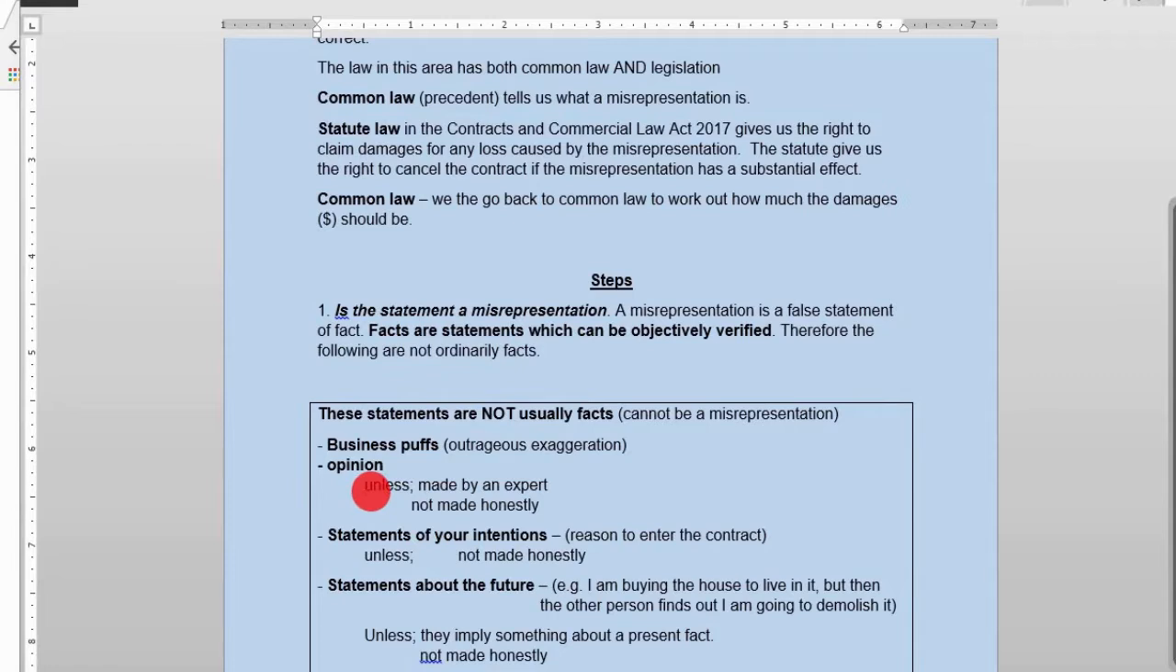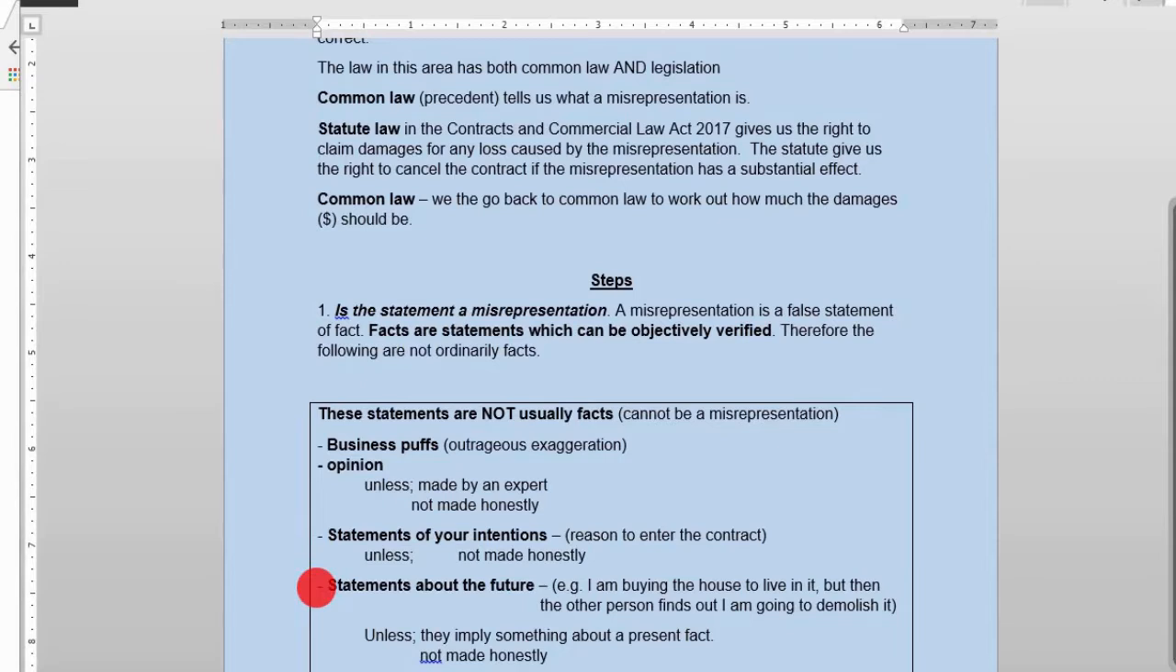So if an opinion is an expert's opinion, and that could be someone we consider an expert through their knowledge, experience, qualifications, or somebody who has simply worked in that area for a long time, or works for a business, then their opinions can be misrepresentation. This could be an issue for you when talking about staff making statements to clients and staff making statements to suppliers potentially.